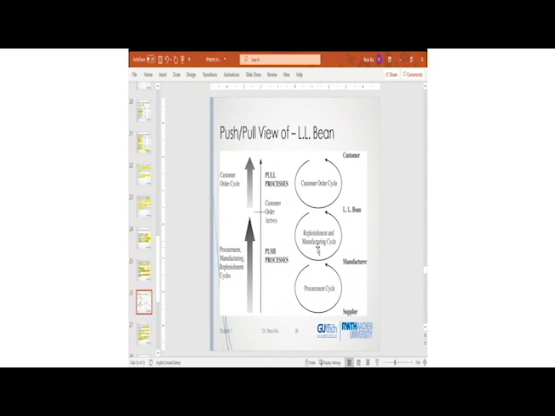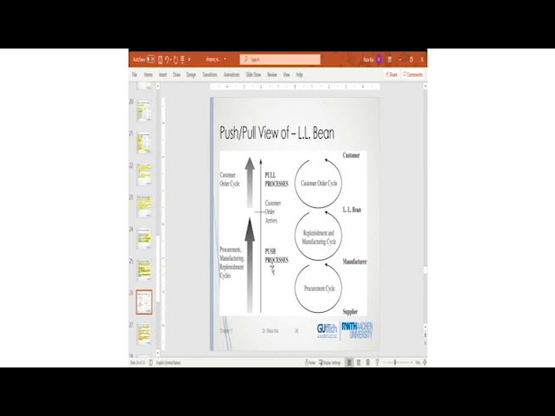But when it comes to the upstream, the manufacturing cycle and also the procurement cycle, and here the replenishment and manufacturing cycle just merge together. So here we don't have a DC. LLB is a kind of DC and retailer. They are just merged together. So the replenishment and manufacturing cycle are merged. And you can see here in these two cycles, the view is push process.